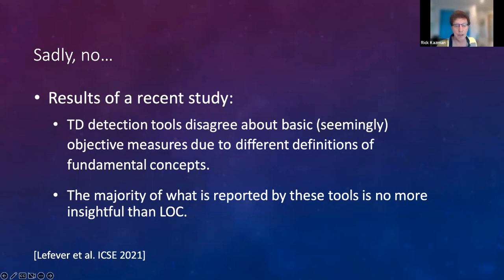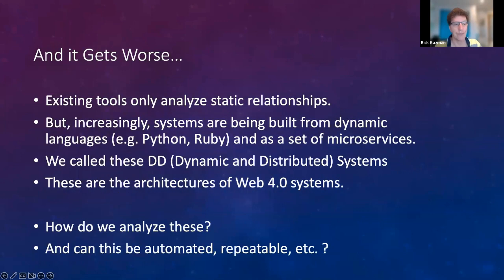They disagreed on those. Even worse than the fact that they disagreed, the files that they pointed out as most problematic, it turns out all they're pointing out is big files. Big files are bad. And you knew that already, and you didn't need an expensive tool to tell you that. And they're really not giving you more insight than that, sadly. And the problem is only getting worse.